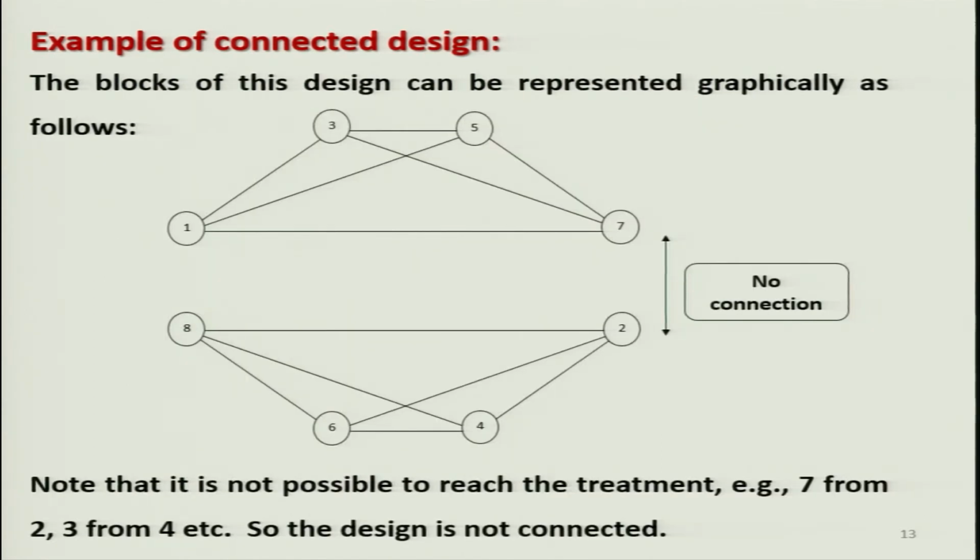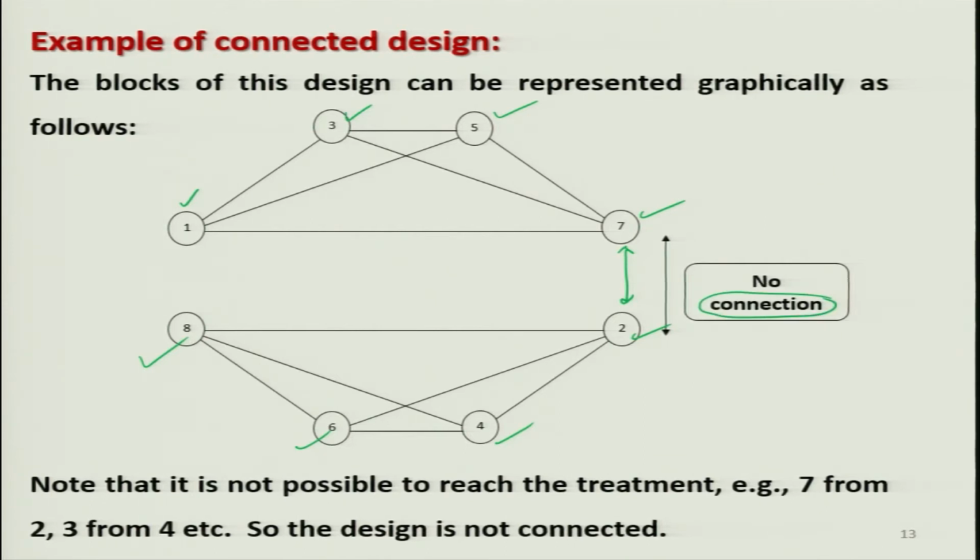Now, if you try to represent these blocks graphically, one possible way is that I can indicate it by such a diagram. You can see here this is 1, and here 3, 5, 7, 2, 4, 6, 8. They are trying to represent the different treatments. Now, if you try to see what is happening between this and this, there is no connection.